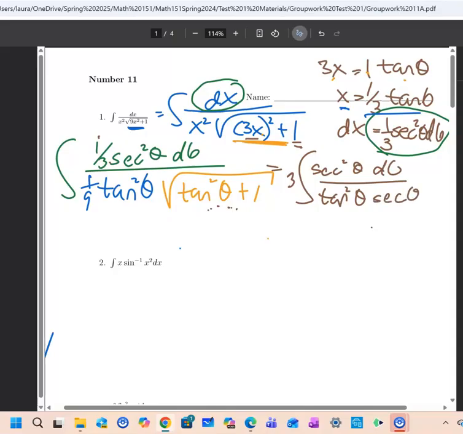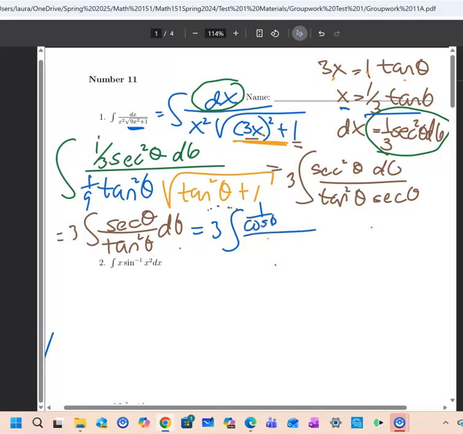All right, so one of the secants cancels. So I get a secant theta over a tangent squared. This is not one of your normal peel off a secant tangent things, so it is necessary to rewrite these in terms of sines and cosines. I'm going to go slow.